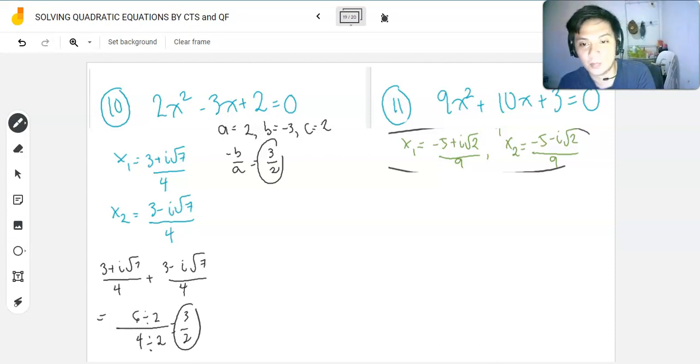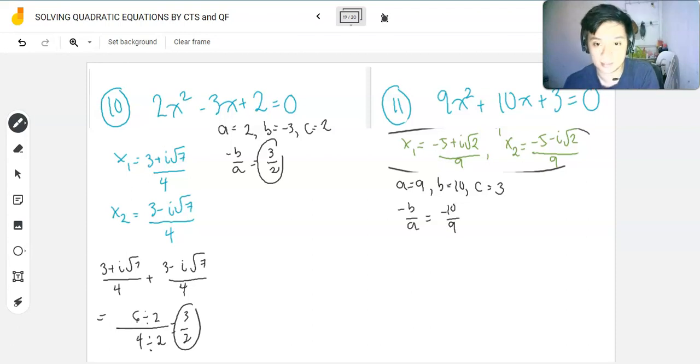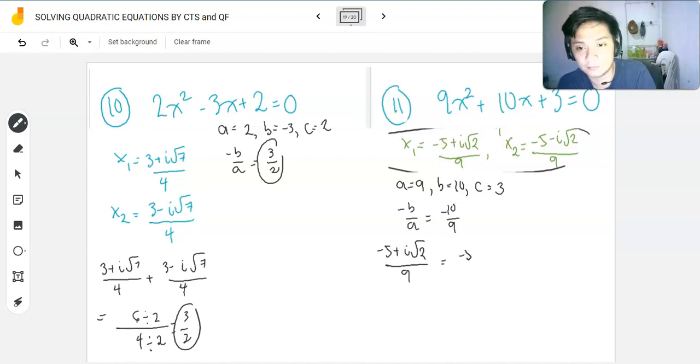Next, last example, we have A here is 9, B naman is 10, and then C is 3. So, it means negative B over A will be equal to negative of 10 over A na 9. So, negative 10 ninths. So, ano ba yung sum ng dalawa? Negative 5 plus I square root of 2 all over 9 plus negative 5 minus I square root of 2 all over 9. Hindi pala siya. Plus sign yan, sorry.